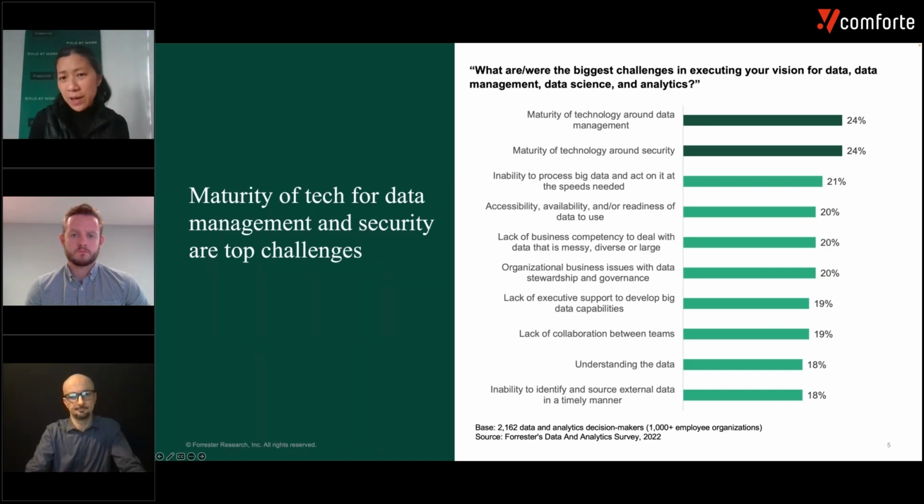along with some other ones down on this list that could tie back to privacy and compliance as well, especially the one around business issues with data stewardship and governance, understanding the data. All of these things are related in some way. I think it's also important to note that when we look at these types of concerns and challenges, technology for security is often technology that supports privacy compliance when we're talking about data security controls. Next slide, please.